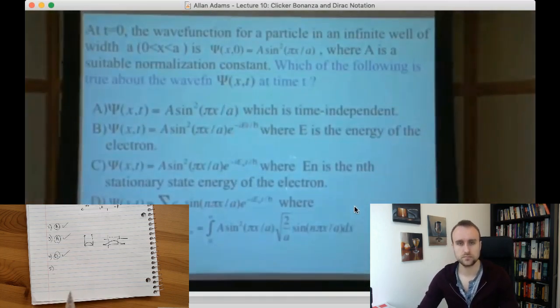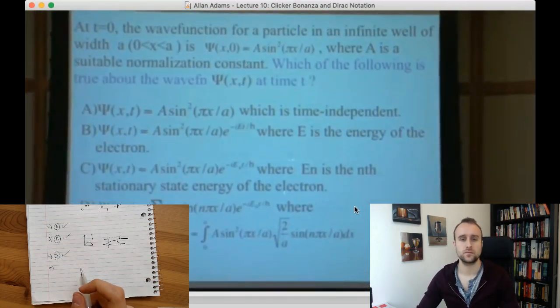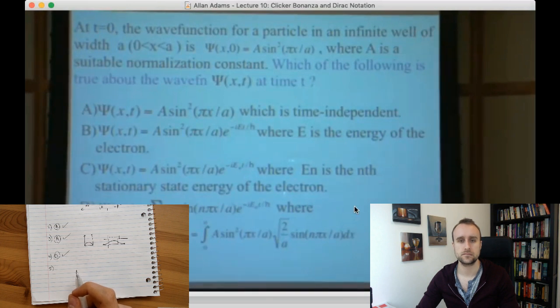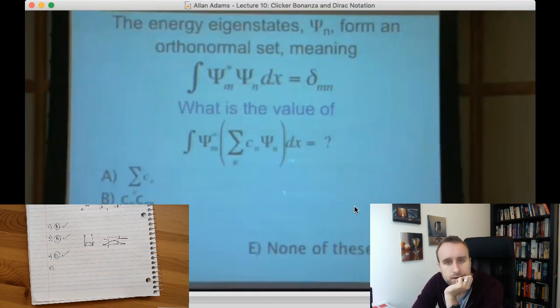Next problem. The energy eigenstates psi n form an orthonormal set, meaning that the integral of psi m complex conjugate psi n dx is equal to delta mn. What is the value of the integral of psi m complex conjugate times the sum of Cn psi n dx?